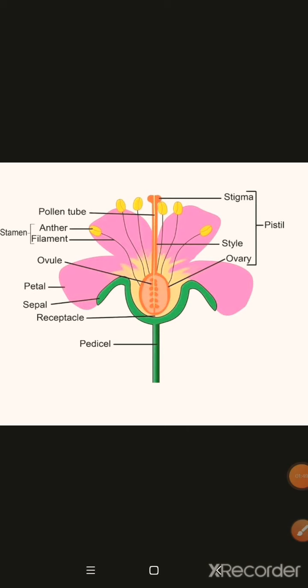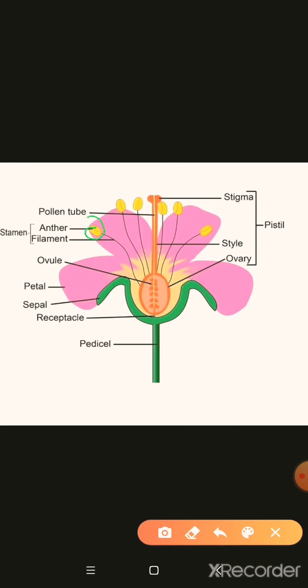The stamen consists of anther and filament and is the male reproductive part, and the pistil, which means carpel, consists of the parts stigma, style, and ovary. These are the female reproductive parts.